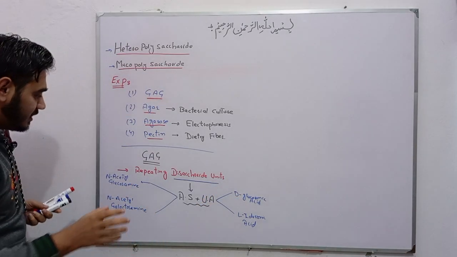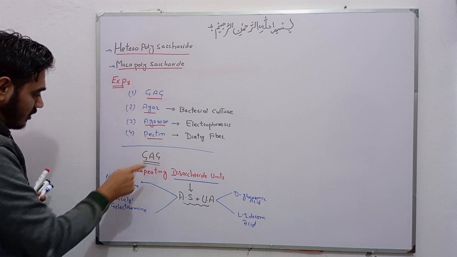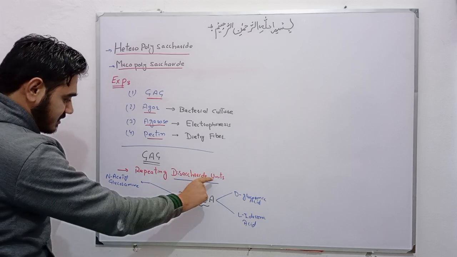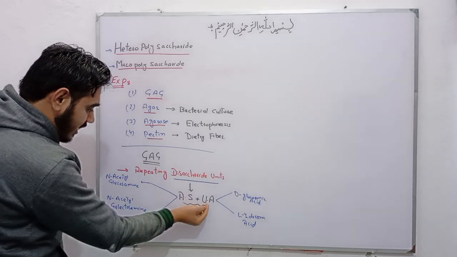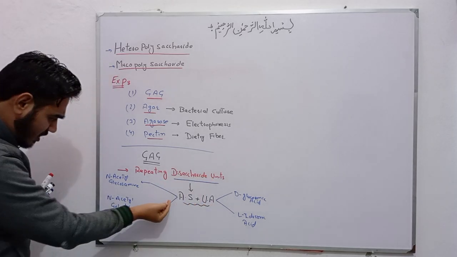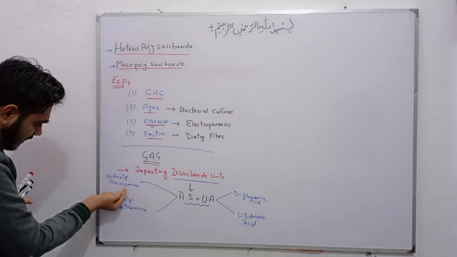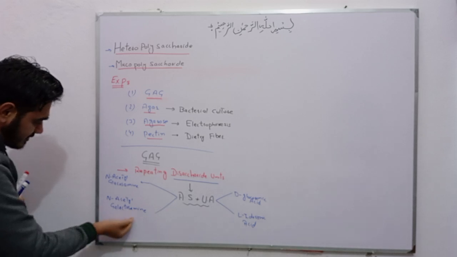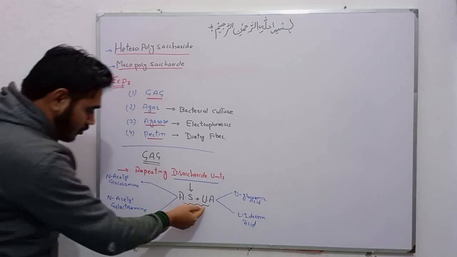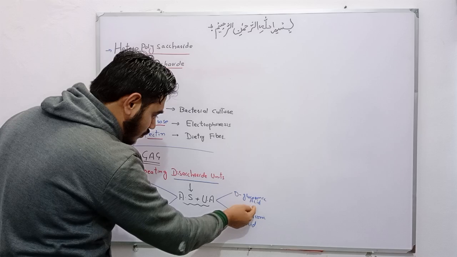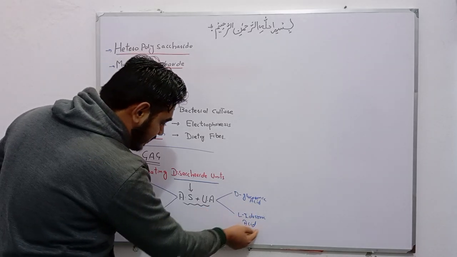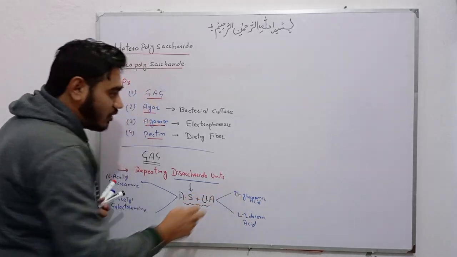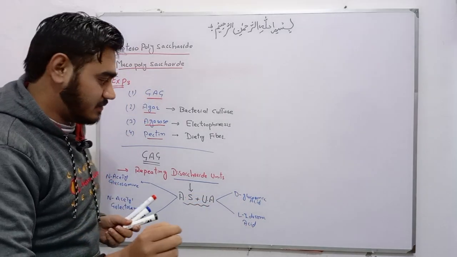Students, I am repeating again. Glycosaminoglycan is made up of repeating disaccharide units, which are amino sugar and uronic acid. The amino sugar can be N-acetylglucosamine or N-acetylgalactosamine. Uronic acid can be D-glucuronic acid or L-iduronic acid. L-iduronic acid is the epimer of D-glucuronic acid.